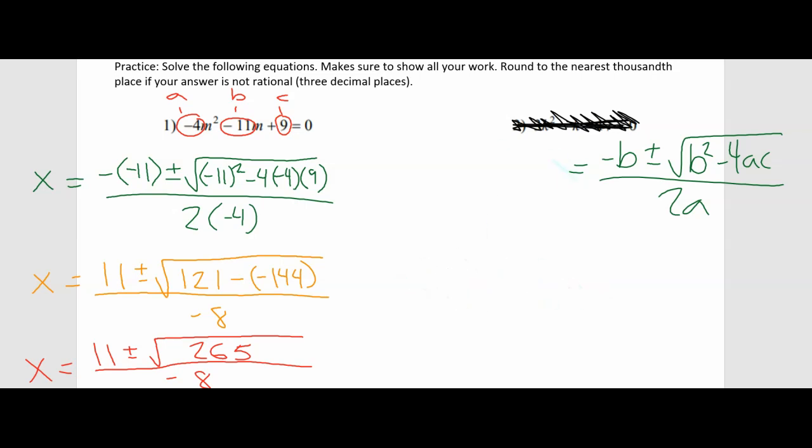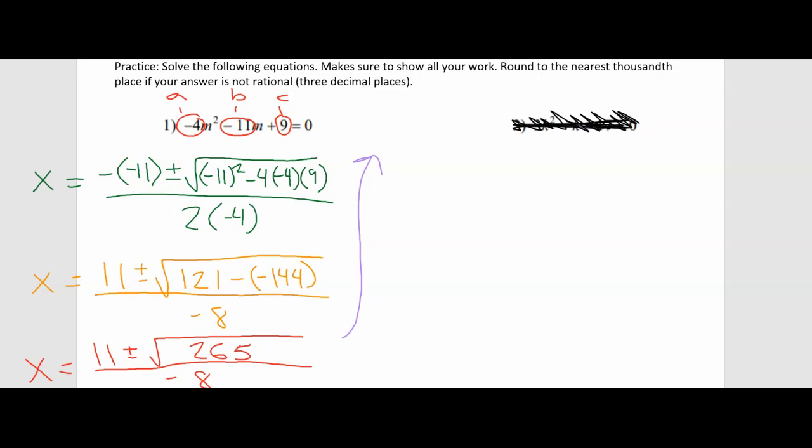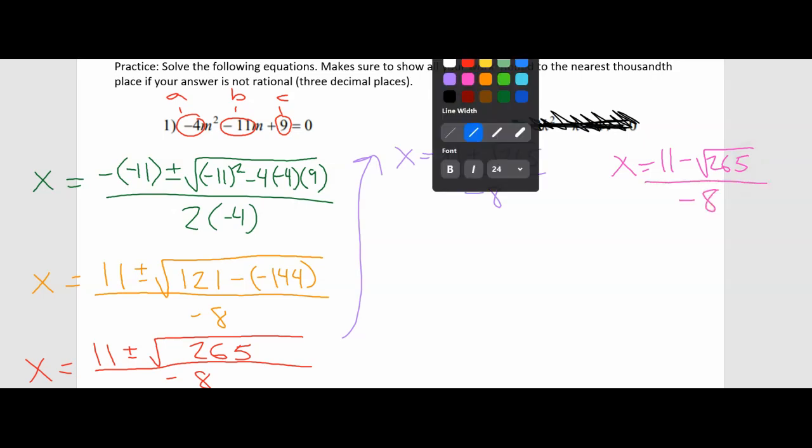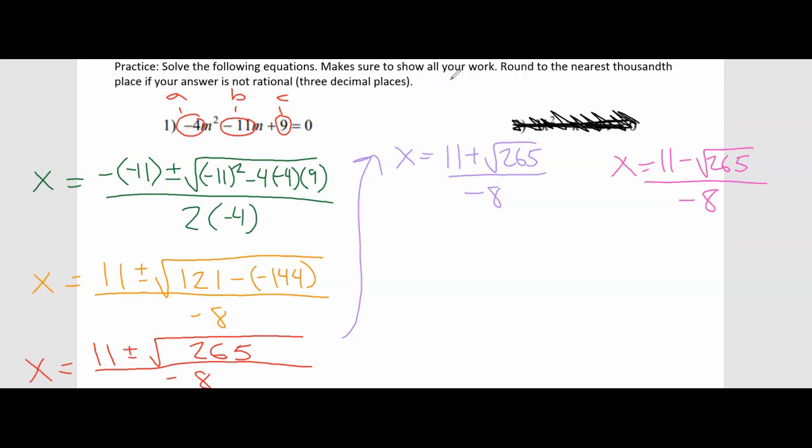Let's give ourselves some more space. And we're actually ready to break it off into 2 solutions. So for one, I'm going to get x is equal to 11 plus the square root of 265 all over -8. And for my other one, I'm going to get x is equal to 11 minus the square root of 265 all over -8. Now you just need to punch both of those into your calculator to figure out what the solutions are.